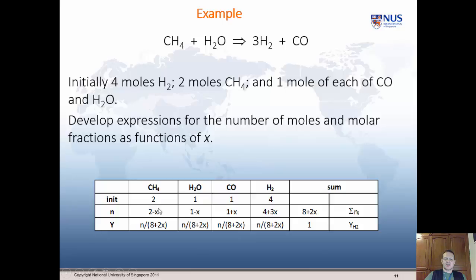So if we add all of these 4 numbers of moles up, you get a total of 8 plus 2x. So now all we do is, for the mole fraction of methane, we want n, the number of moles, which in this case is 2 minus x, divided by the total number of moles, which is here. And this follows all the way through the table. Clearly, as the sum of the mole fractions is 1, therefore that must be 1.